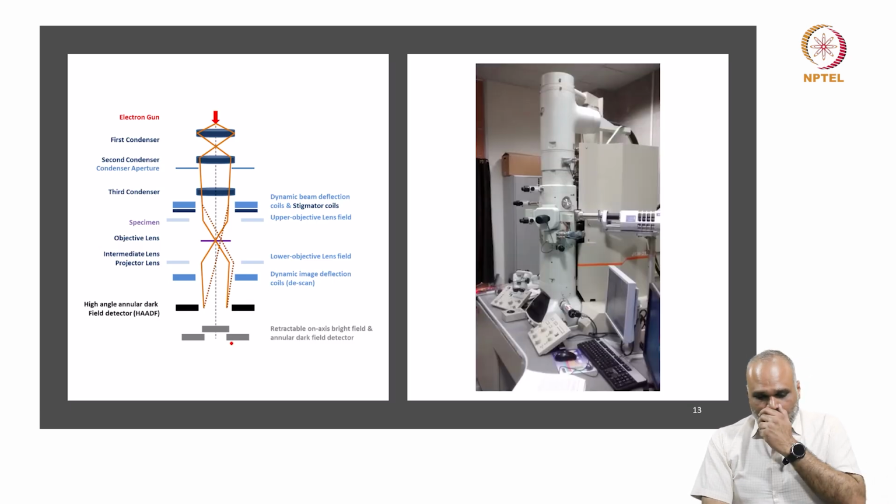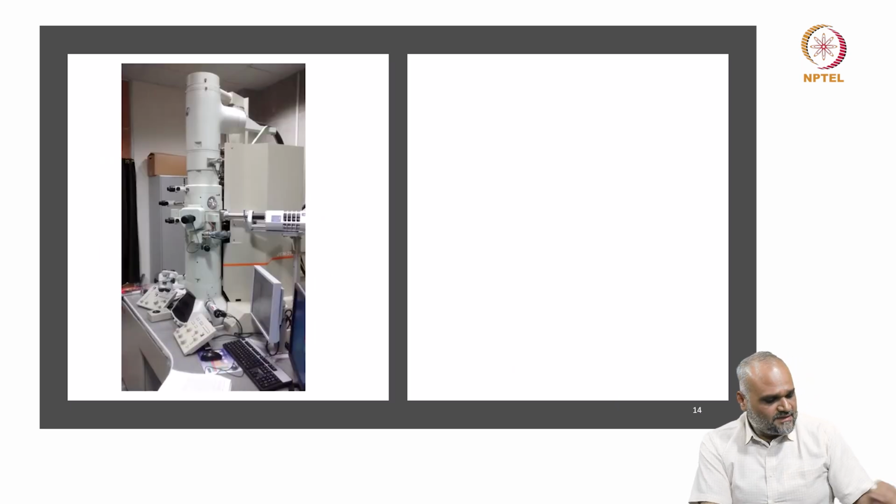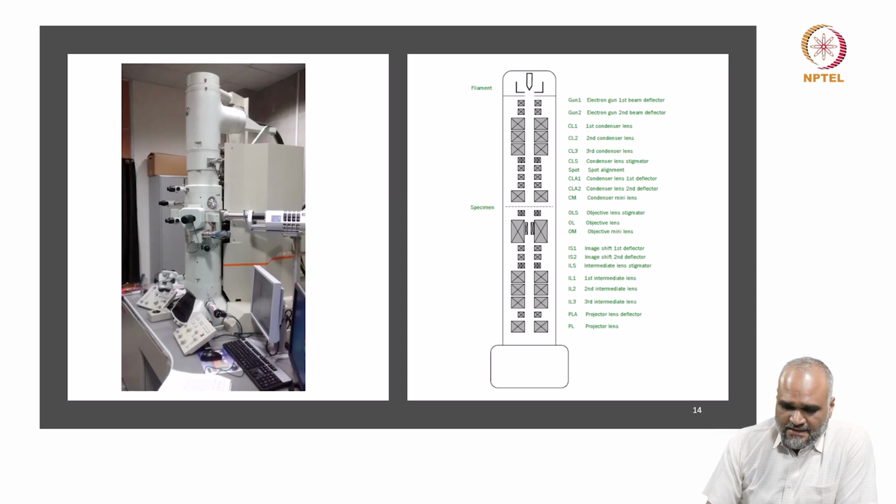Now, when I compare it with the image here, and if I look at the breakdown of each of the components in a little more detail, you see on the right, this is from the manual of this particular microscope only. You have a filament here which is a thermionic source. You have 2 beam deflectors. You have the first, second and third condenser lenses.